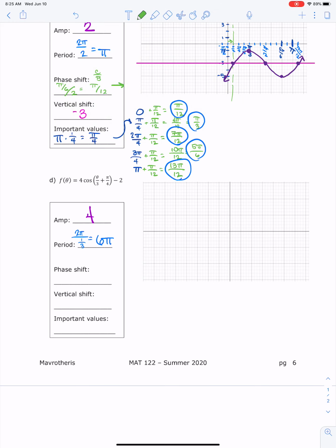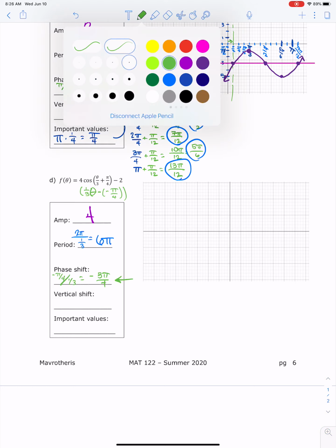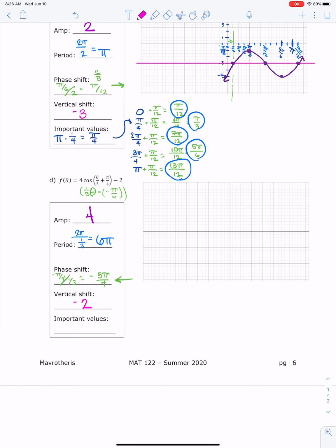Our phase shift, notice here that this says plus pi over 4. So if I wanted to rewrite this, 1/3 theta minus negative pi over 4. So my C is actually that negative pi over 4. And we're going to divide that by 1/3. So I get a phase shift of negative 3 pi over 4. My graph's going to move to the left. My vertical shift here, again, down 2.